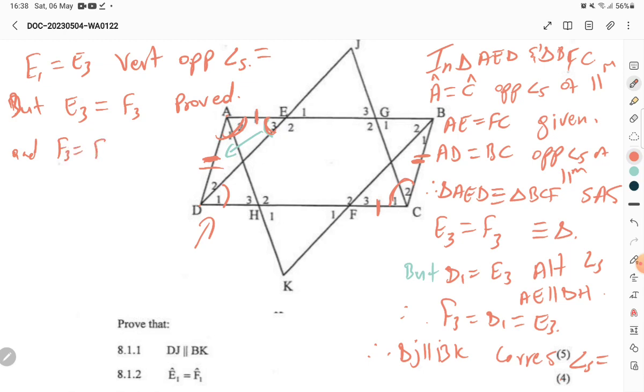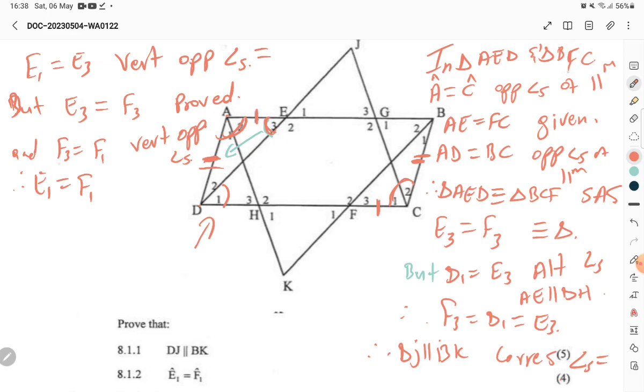F3 is equal to F1, vertical opposite angles. Okay, vertical opposite angles. So if E1 is equal to E3 and F3 is equal to that, both of these angles are equal to E1. So we have E3 equal to E1. We also have F3 equal to E1. That means F1 is also equal to E1. Therefore, E1 is equal to F1 as well.